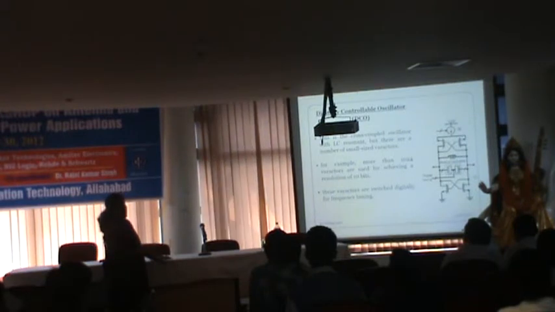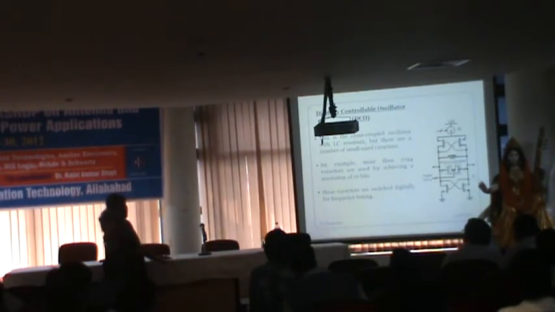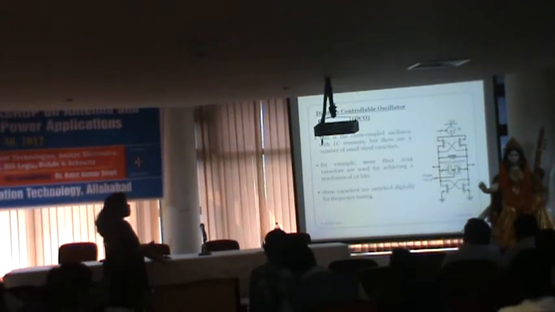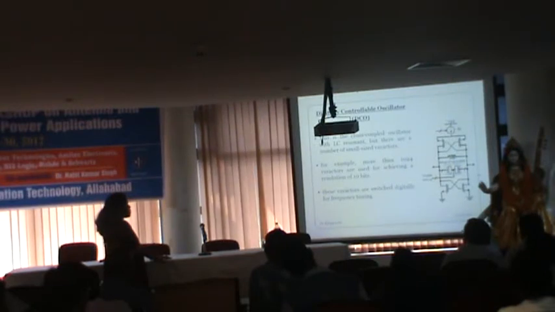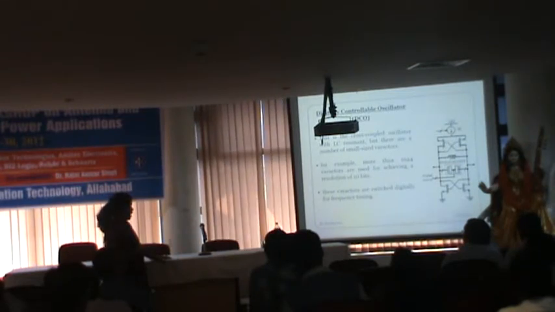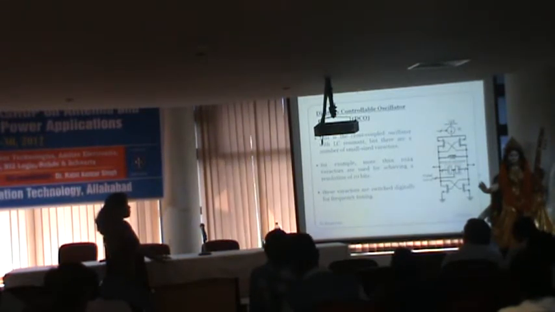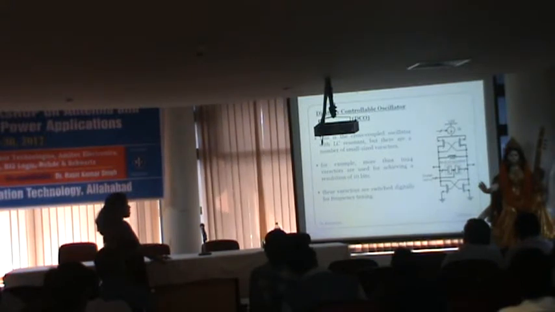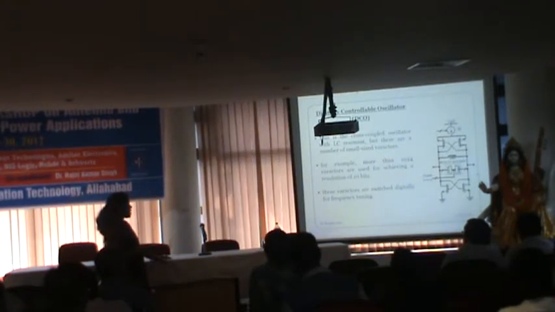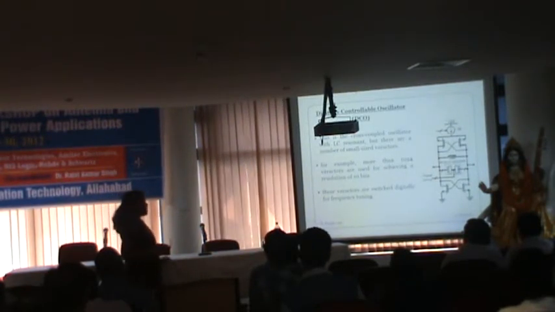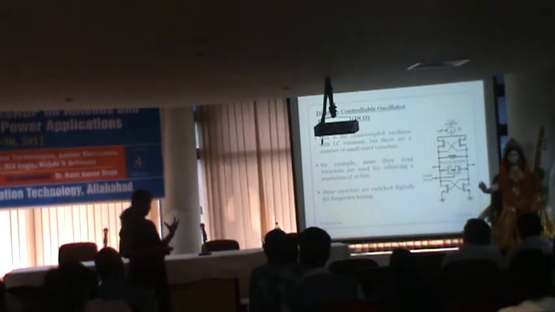Next. This is typically the digitally controllable oscillator, DCO. Earlier we were talking about VCO. Now, with CMOS technology, we started talking about digitally controllable oscillators. Here we are using MOSFET technology, and this is the cross-coupled oscillator with the RC resonator. But there are a number of small capacitor vectors sitting over here, digitally controlled for frequency tuning.